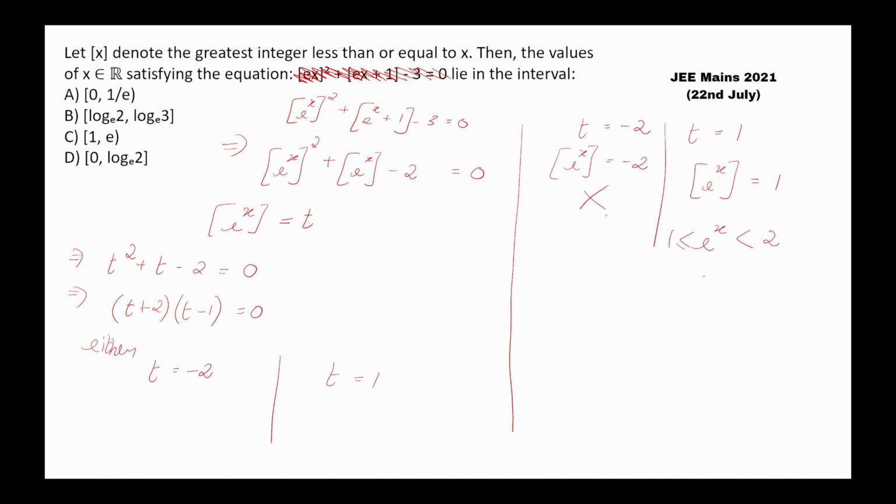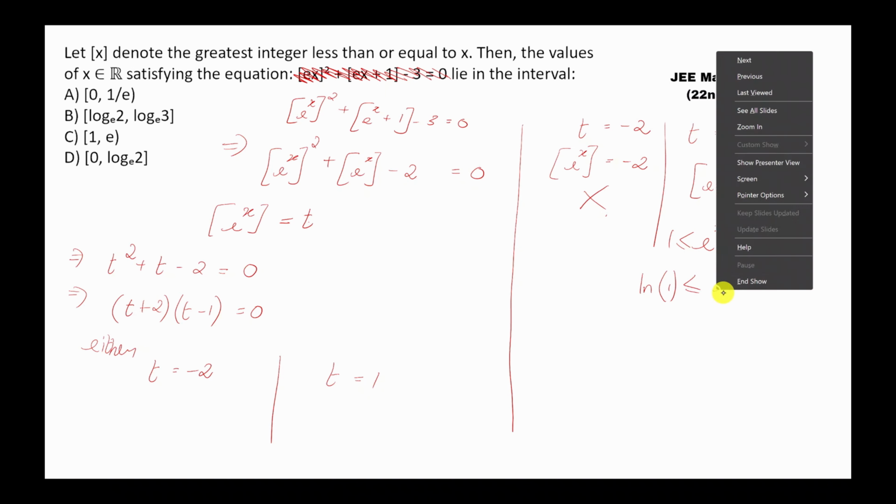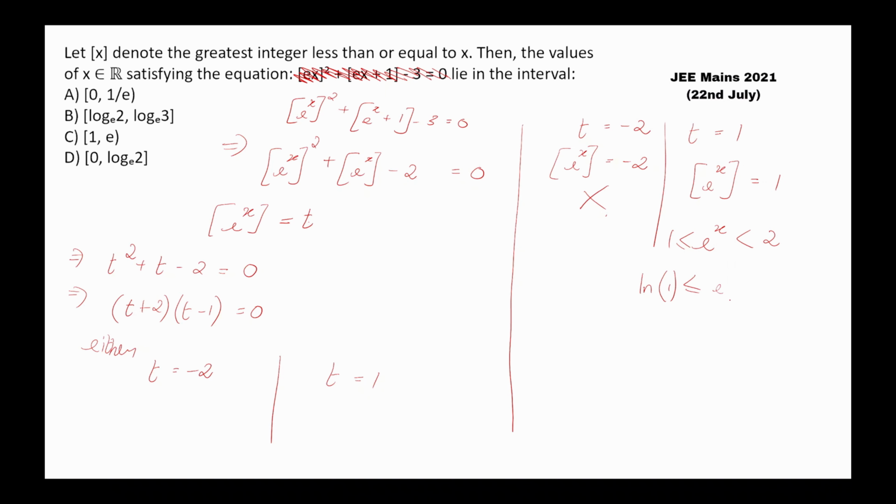If this is the case, now what I'll do is take ln on all these sides. So I'll have ln 1 less than or equal to ln e to the power x, which can simply be written as x, less than ln 2. And ln 1 is what? It is nothing but 0. So we have our x ranging from 0 to ln 2. And this is our answer. We had to find out our range of x, right? So we've gotten it from 0 to ln 2.